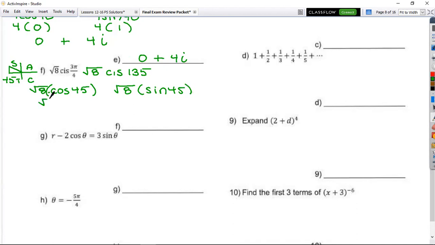So this is radical 8. Cosine of 45 degrees is negative radical 2 over 2. So on top, that gives me the square root of 16, which is 4, divided by 2. So that gives me a -2. Other side, I go radical 8. Sine of 45 degrees is radical 2 over 2 again. Numerators produce square root of 16, which is 4. 4 divided by 2 is 2. I'm going to go plus 2i.